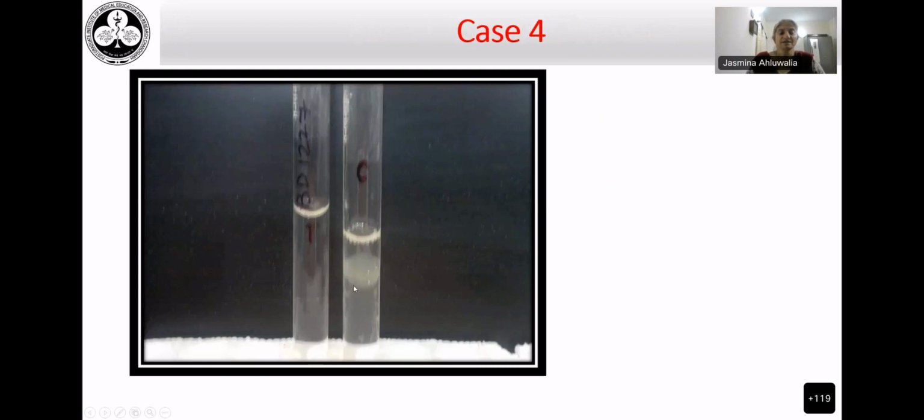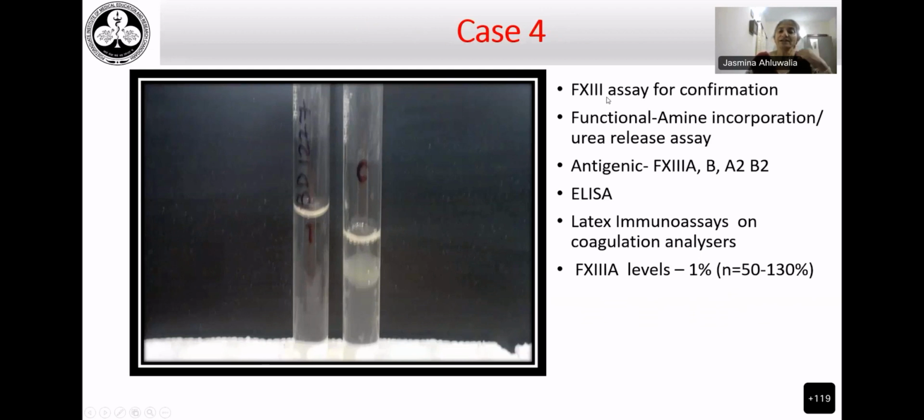So in this patient where I have just given you the history, this is what happens. This is the control tube after 24 hours. I can see the fibrin clot, and in the test sample, the clot has dissolved. So this is a positive urea clot solubility test. We actually need to confirm the factor 13 levels by performing an assay.